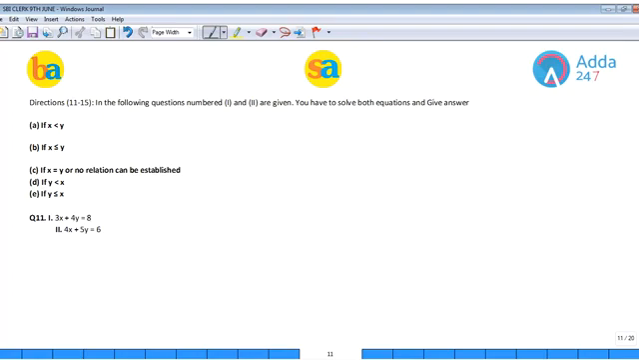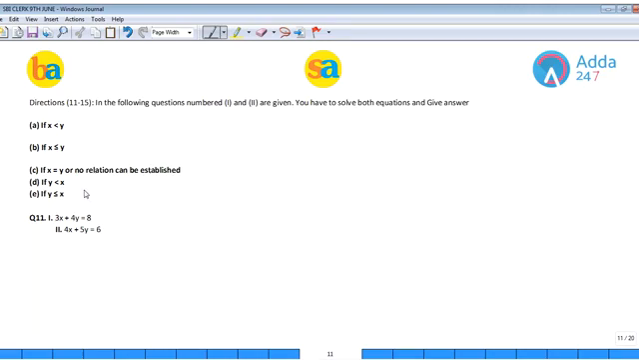Now the next part is based on quadratic equations. So directions are, in the following questions, numbered 1 and 2, equations are given. So you have to solve both the equations and give the answers. A, if x is less than y. B, if x is less than or equal to y. C, if x is equal to y or no relation can be established. D, if y is less than x. And E, if y is less than or equal to x.